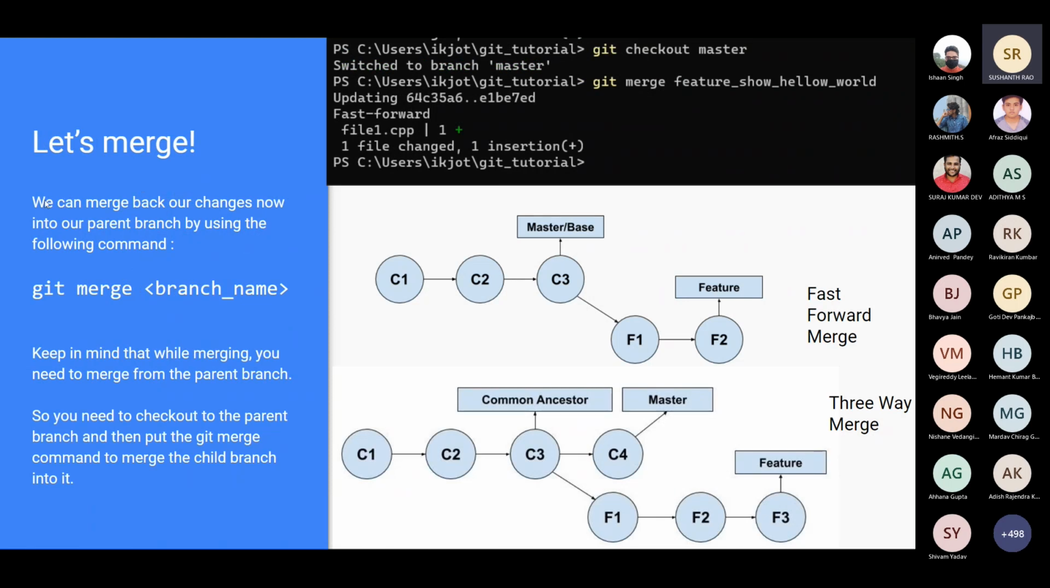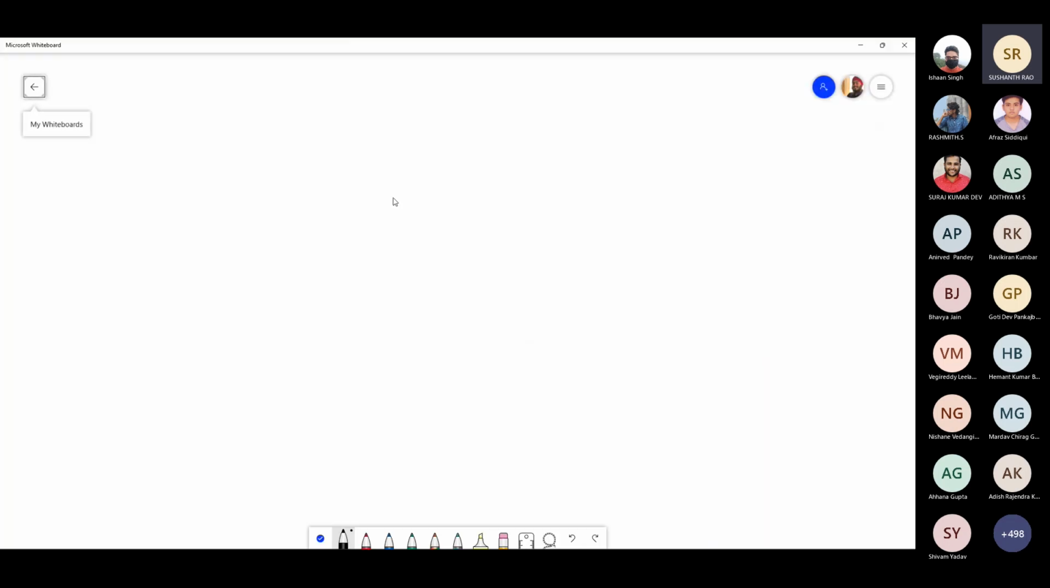So we can merge changes from one branch into another branch by using this git merge command. So right now we've made the change inside our feature hello world branch, and we want to merge that into our master branch. So one important thing that we need to keep in mind is, so let me just go ahead and show it to you visually so that it's easier for you to grasp.